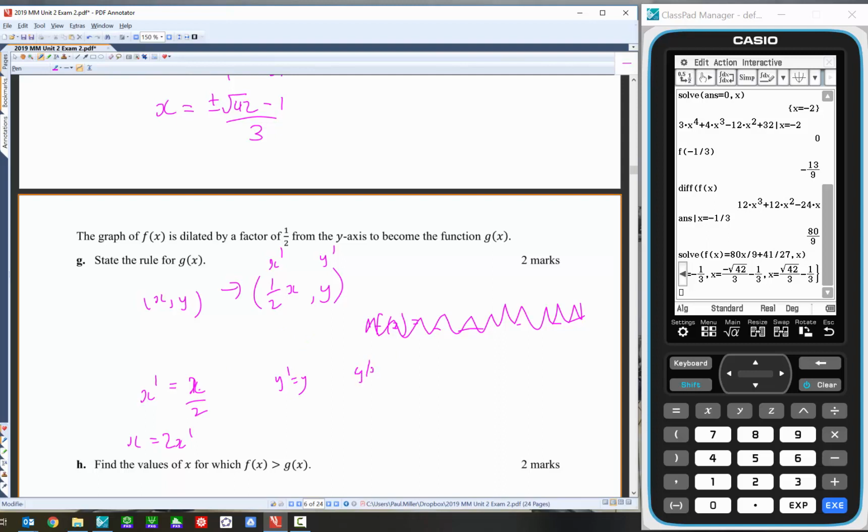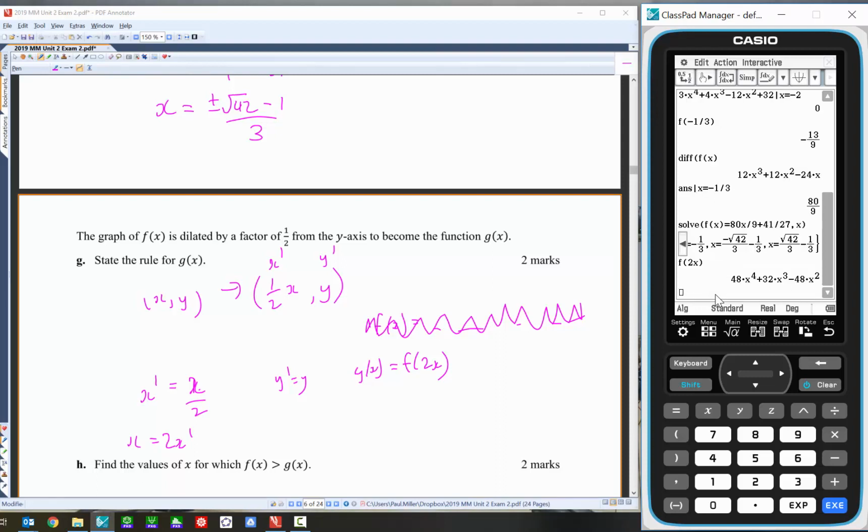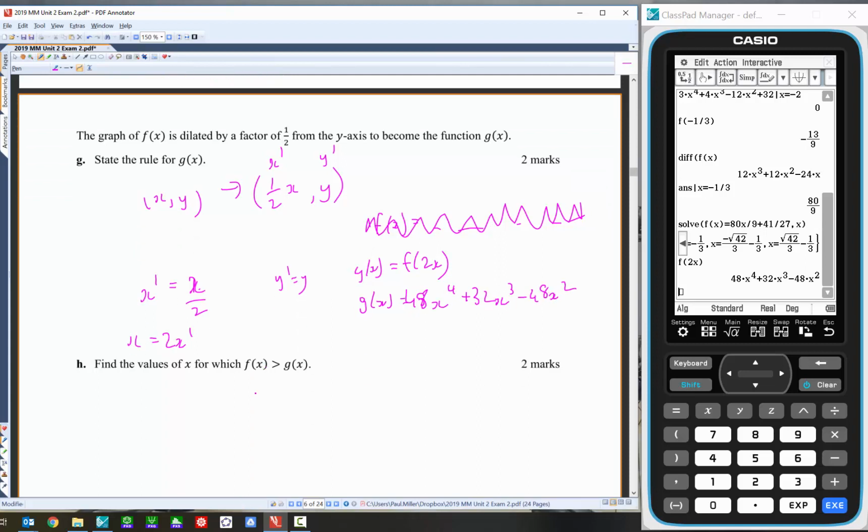So to form g of x, I'm simply going to say that g of x is going to be f of 2x, because what I'm doing is jamming in 2x for every instance of x that I see. Again, this is going to be really quick to do on the calculator. Most of you guys who did it by hand got it wrong. So I'm going to do f of 2x, and there it is there. So g of x equals 48x to the 4 plus 32x to the 3, take away 48x squared.